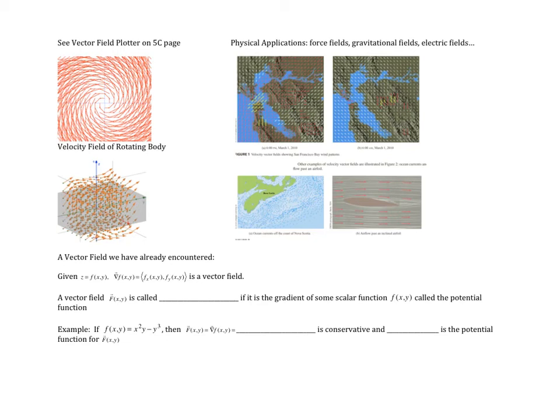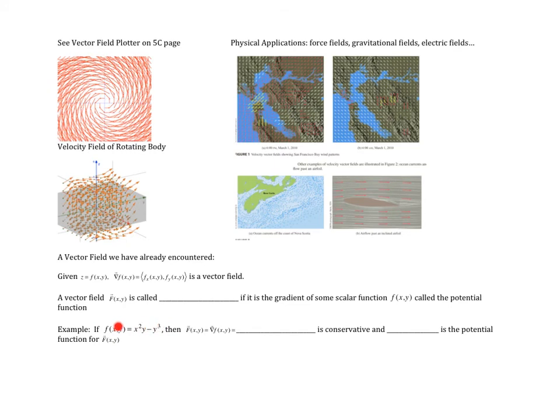I often talk about wind or water flowing just because we can really relate to that, but it models a lot of other things, gravitation. Okay? All right, so we actually have done a vector field. It's the first time we've called it a vector field. But remember when we took gradients?